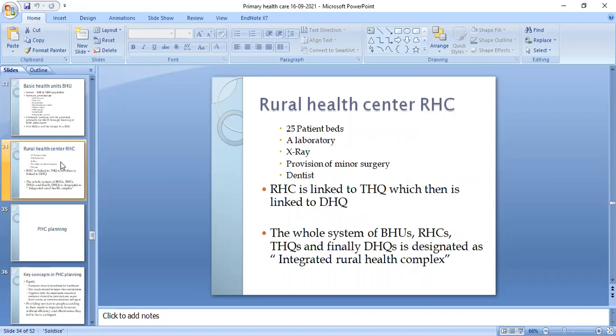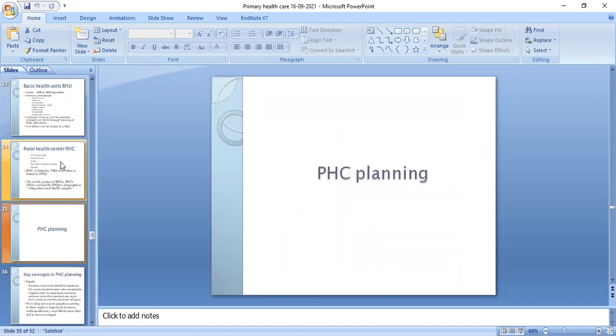Now the rural health centers, which are also a component of primary health care. In it, about 25 patient beds are available. Laboratories will be available for diagnosis of different diseases. An X-ray machine is available, minor surgery facilities are available, and a dentist is available in the RHC. An RHC is linked to a THQ, which is then linked to the DHQ. The whole system of BHUs, RHCs, THQs, and finally the DHQ is designated as the Integrated Rural Health Complex.